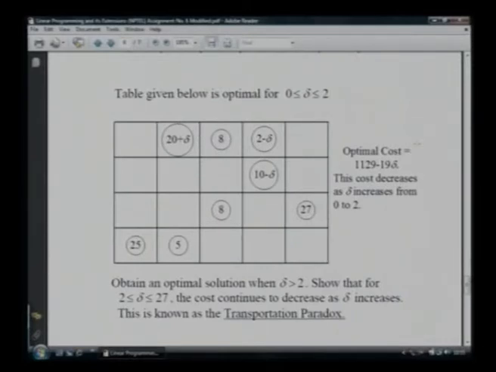And then I am asking you further to work out the situation when delta is greater than 2, and you will see that for delta between 2 and 27, the cost continues to decrease as delta increases, because in the optimal cost the coefficient of delta would be some negative number. So the cost will continue to decrease as the delta increases as long as delta is between 2 and 27. So this is what we mean by a transportation paradox, but surely you can try to rationalize why this is happening.